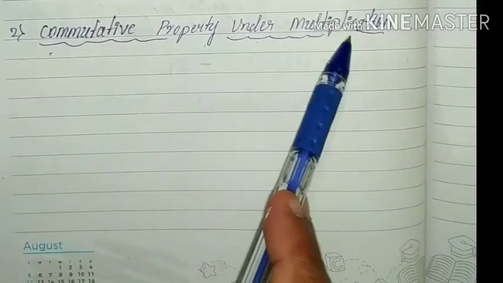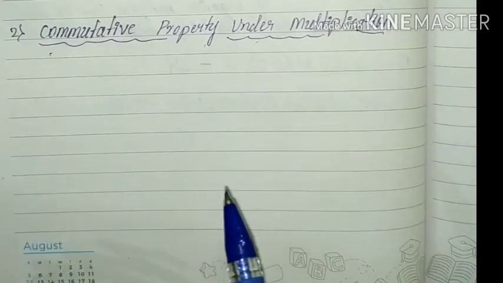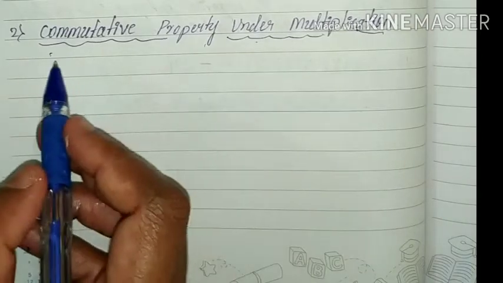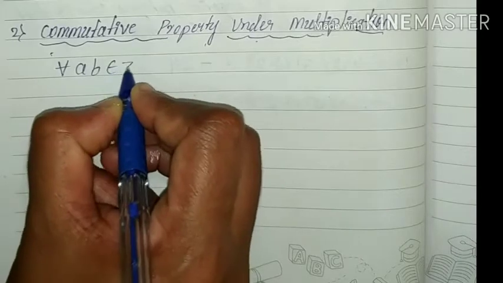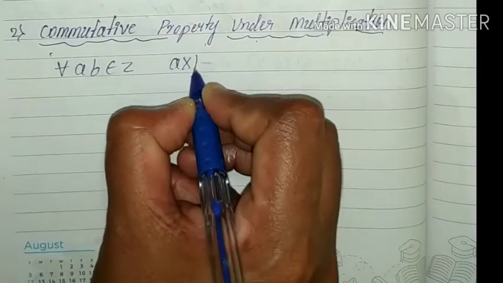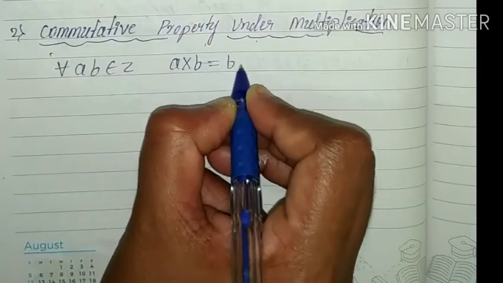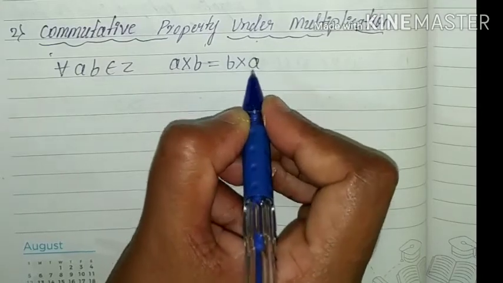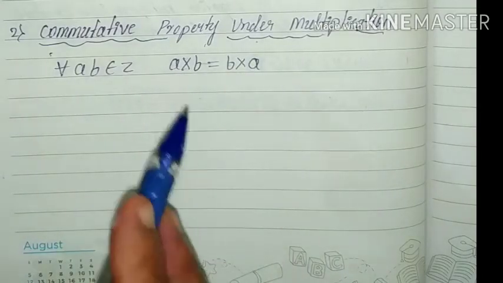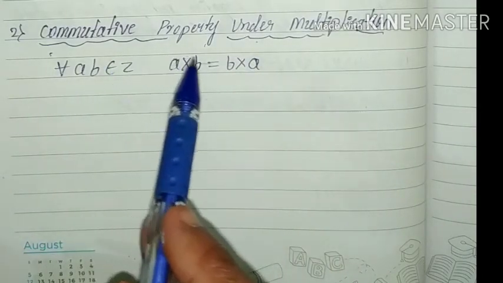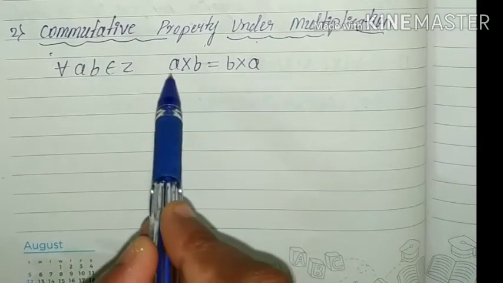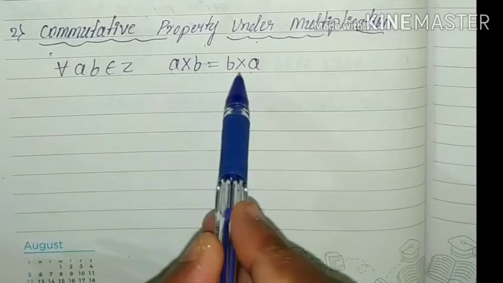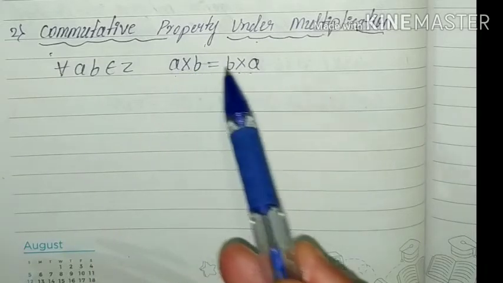Commutative property under multiplication we already studied before, right? What is that symbolic representation? For all A, B belongs to Z, A into B is equal to B into A. That means if A and B are any two integers, then we can multiply A and B in any order and we will get what? Same product.